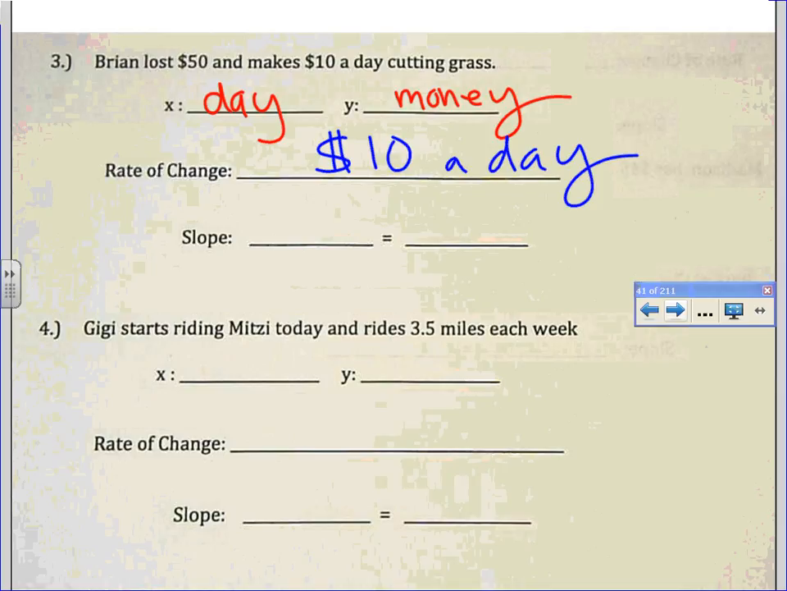Eric, what is the slope? Give me the first part of slope. Good. So it's always y over x. And again, we'll get to the change of y over change of x. $10 over 1 day. And then change it to just numbers. The reason we're writing it just as numbers as well is so that when we graph, you know what the rise over run is. Questions on 3?